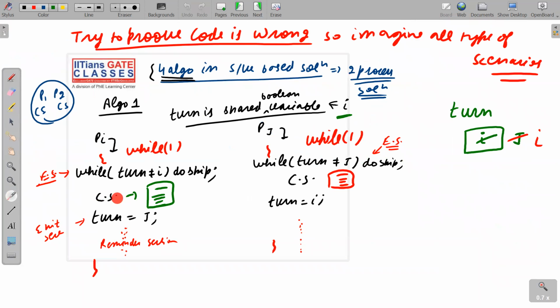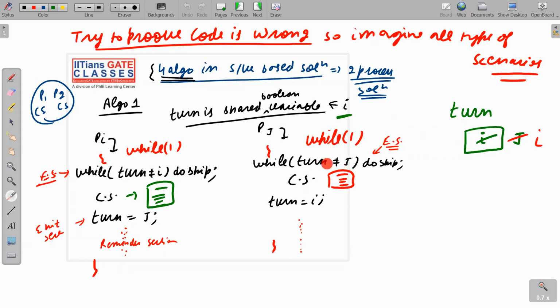See now, PI is in CS and PJ is waiting here. It is doing do skip, do skip, do skip. So when PI comes out of CS, it will make turn equal to J. Even if PI wants to enter again in CS, it cannot enter. Why? Because turn is J and J is not equal to I. It will keep on doing do skip, and whenever PJ gets its turn, it will simply enter into the CS. Are you getting it?